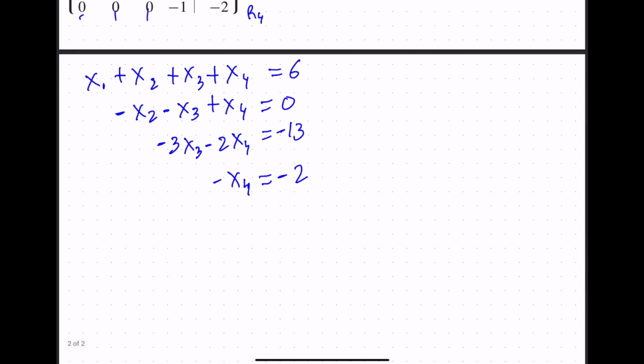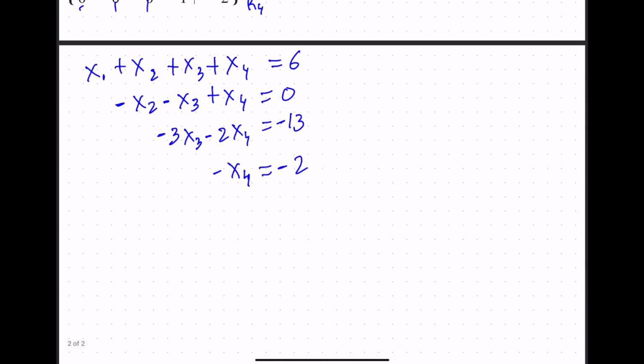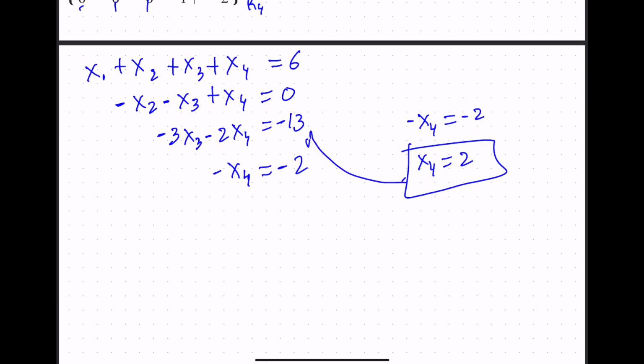Now, if we want to solve this, basically we already know that negative x4 equals negative 2. Therefore, x4 is equal to 2. And if we continue inputting that number into here, then once we get the number for x3, we put both into here and here, we get our final solutions.